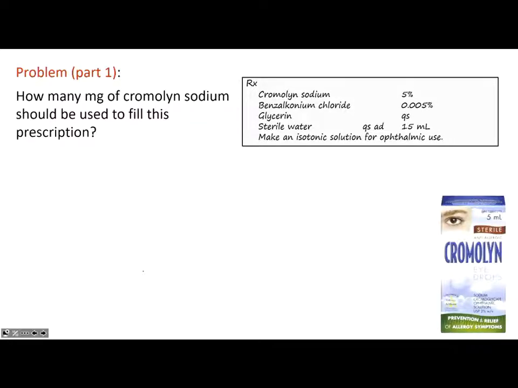It's not an antihistamine. It keeps the histamine from coming out to begin with. So use it over enough time, then you don't respond to those allergens. You don't get the red, itchy eyes. So that's what we're making.